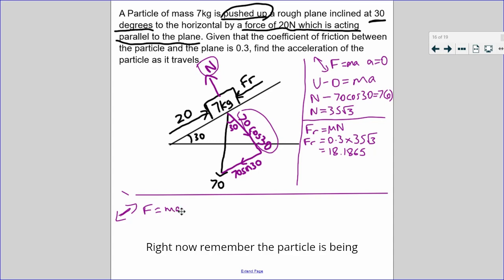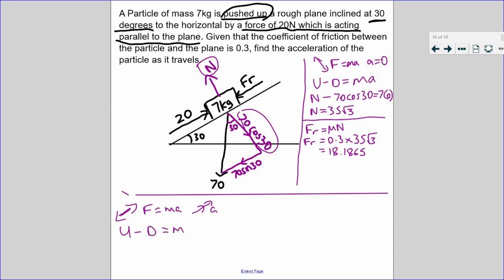Right, now remember the particle is being pushed up, so our motion is upwards, which means we have to do up minus down. Okay, so going up minus going down. Right, now going up, we have the 20. Okay, so let's do that here.